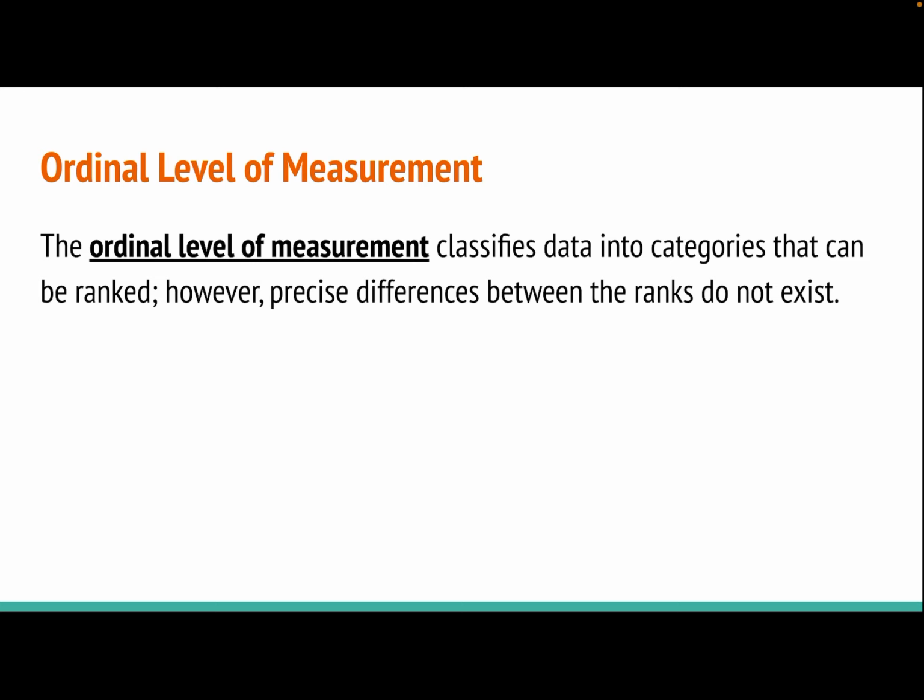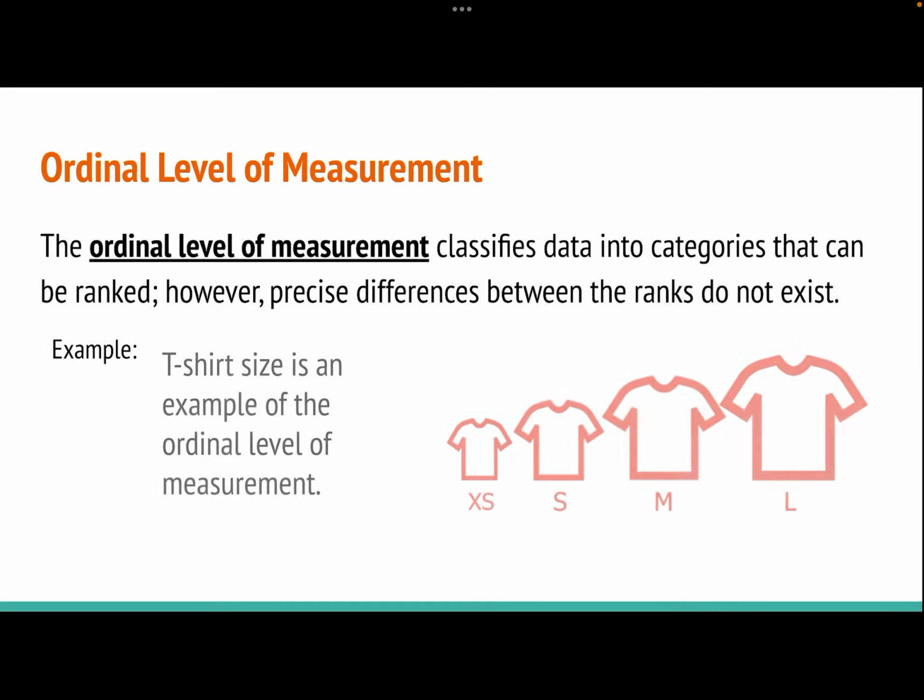Another level of measurement that we have is the ordinal level of measurement. Here we classify data into categories that can be ranked. However, a precise difference between the ranks really does not exist. An example would be looking at t-shirt sizes. There's an obvious difference between a large and a medium, a small and an extra small, but there's really no precise difference between them. Some companies may use a different measurement tool for considering a large and a different measurement tool for a medium, so there's not a precise difference between those two. We just know that large is different than medium is different than small, and we can throw those numbers into those categories.